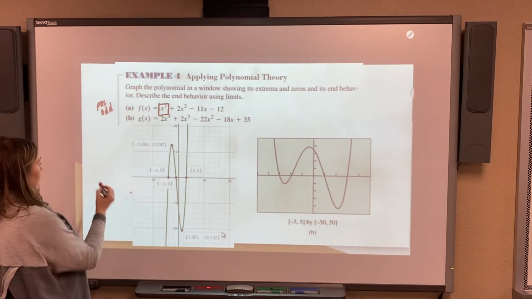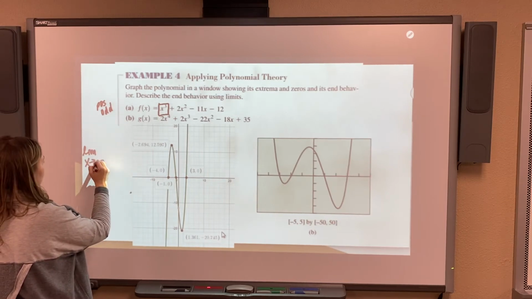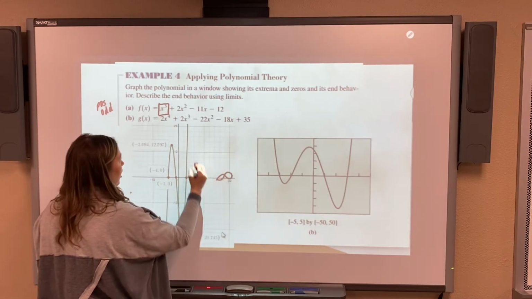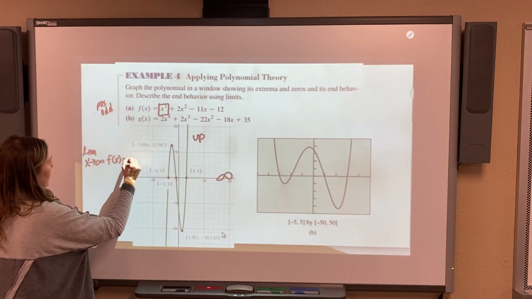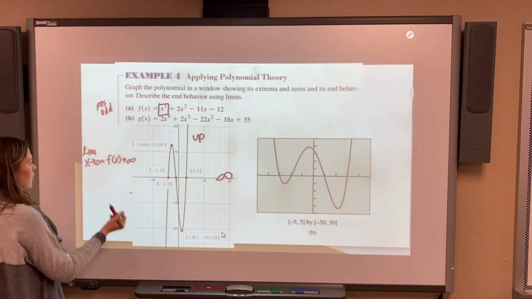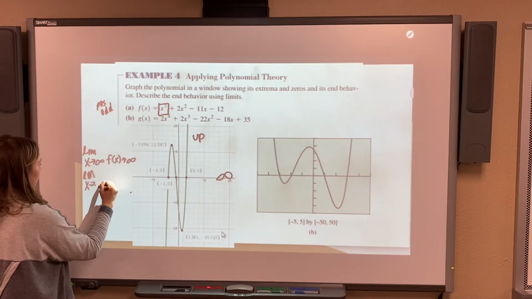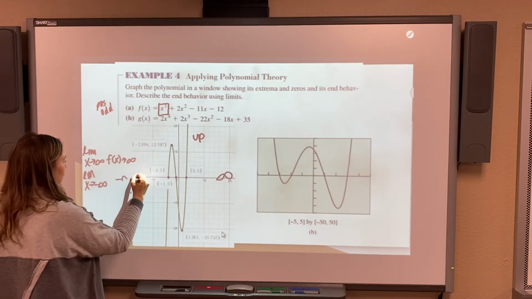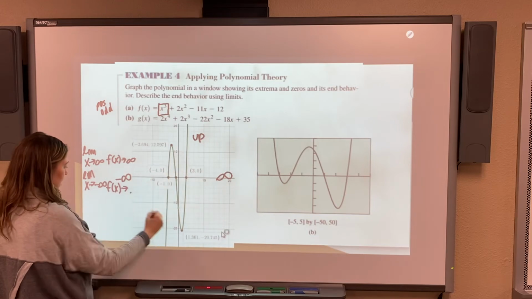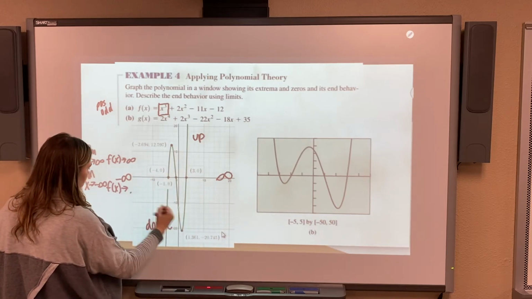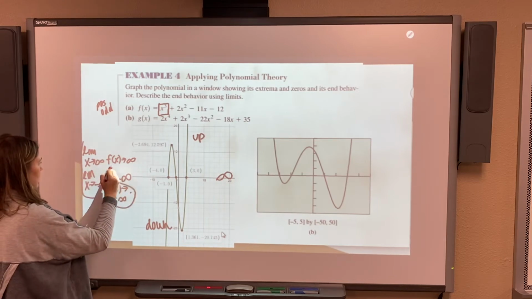If it's a positive leading coefficient, then as x approaches infinity, our graph is going up, so f of x approaches positive infinity. As x approaches negative infinity, the left side, our f of x goes down, so negative infinity. So there would be our limits.